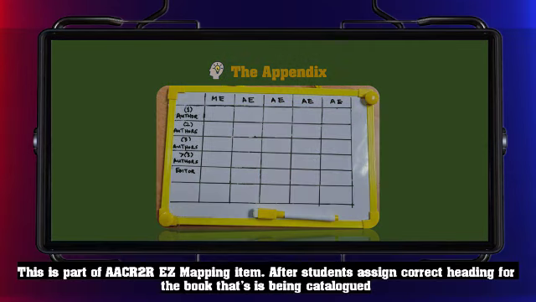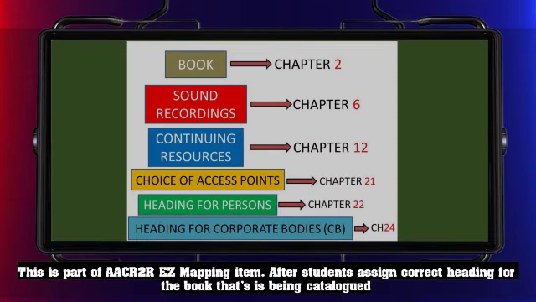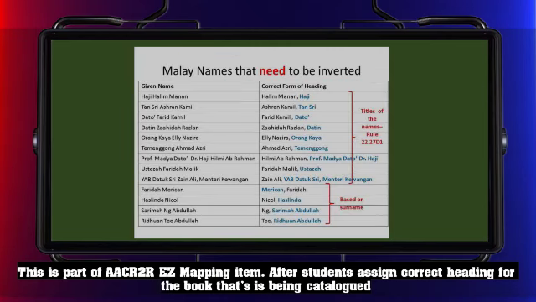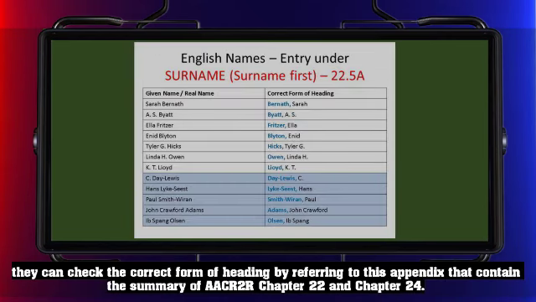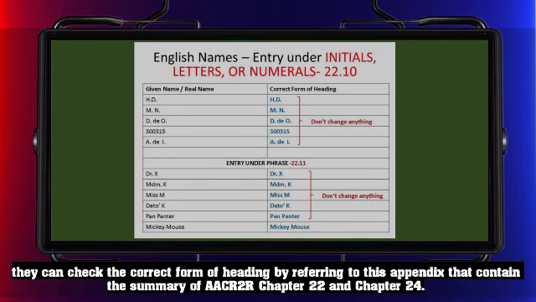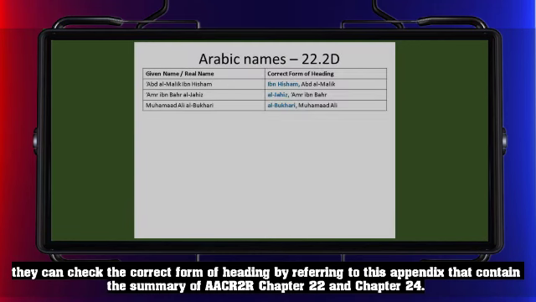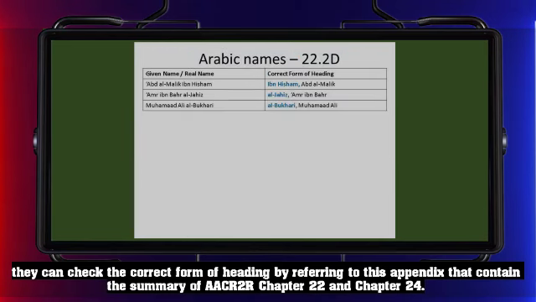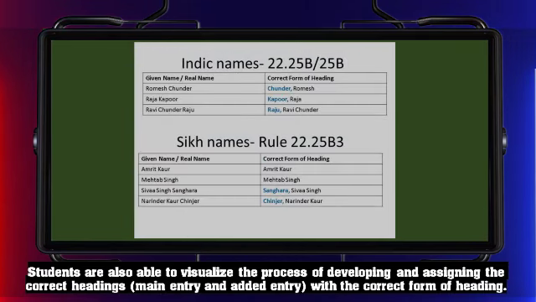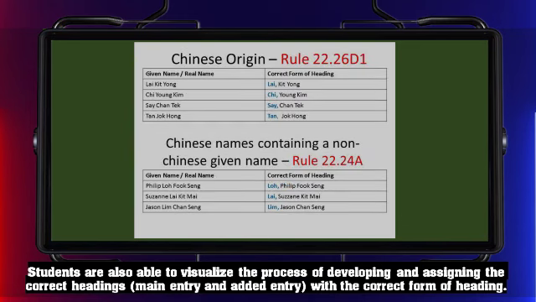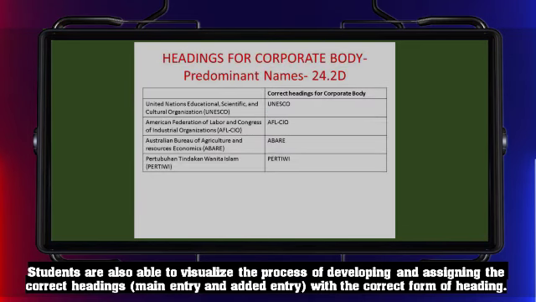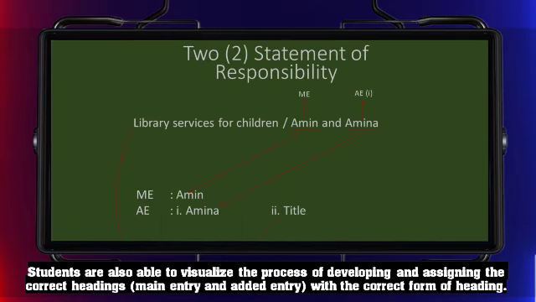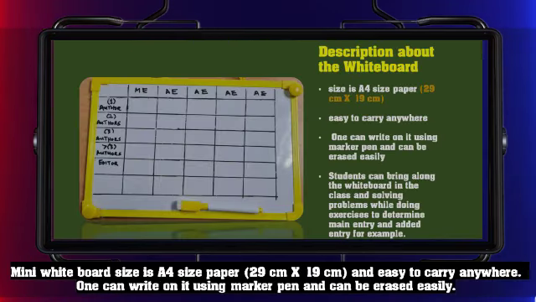The appendix. This is part of AACR2R EZ Mapping item. After students assign correct heading for the book that is being catalogued, they can check the correct form of heading by referring to this appendix that contains the summary of AACR2R Chapter 22 and Chapter 24. Students are also able to visualize the process of developing and assigning the correct headings, main entry and added entry with the correct form of heading.